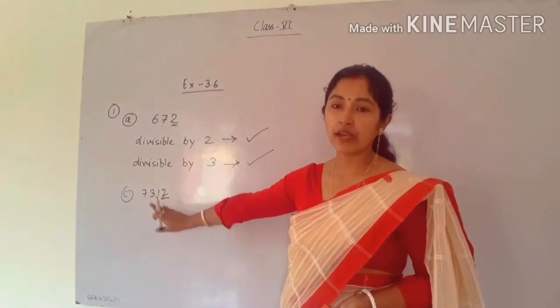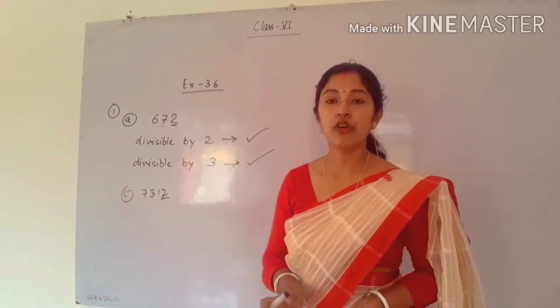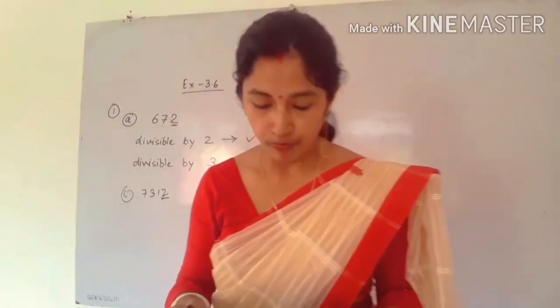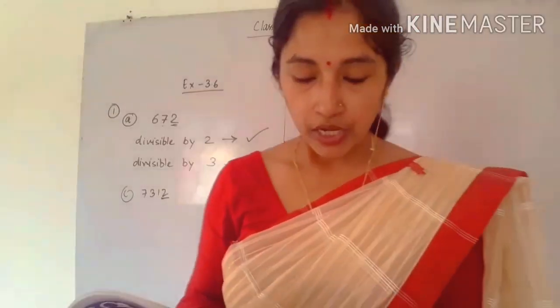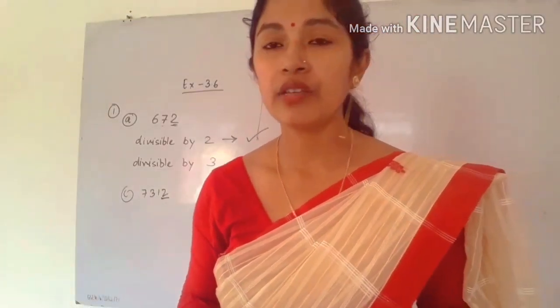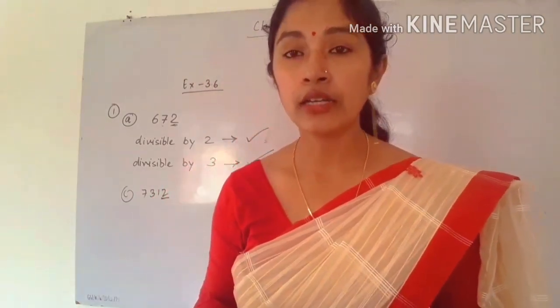Therefore, we can say that this number is divisible by 2 but not 3. Therefore, this number is not divisible by 6. Okay. So, come to question number 2. In question number 2, you have to check whether the number is divisible by 8 or not. So, for 8, you have to check the last 3 digits.